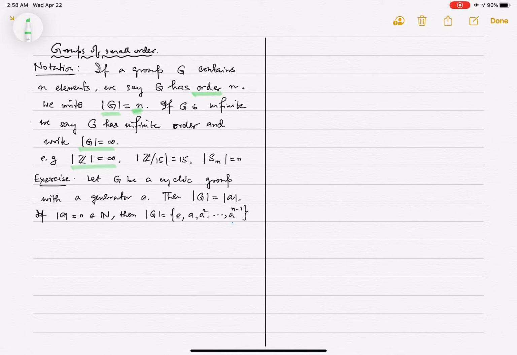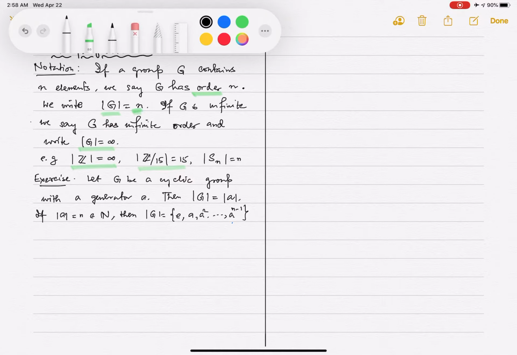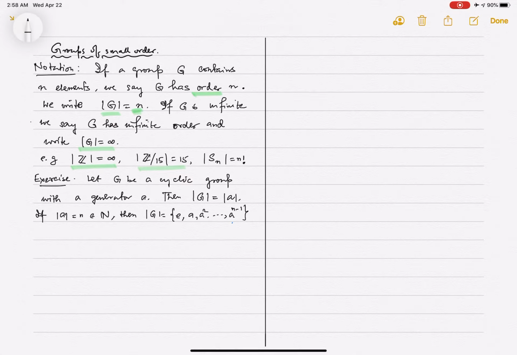So Z has infinite order, Z mod 15 has 15 things in it, so it has order 15. The permutation group of n letters has order n factorial. S4 has 4 factorial, meaning 1 times 2 times 3 times 4, 24 elements, etc.